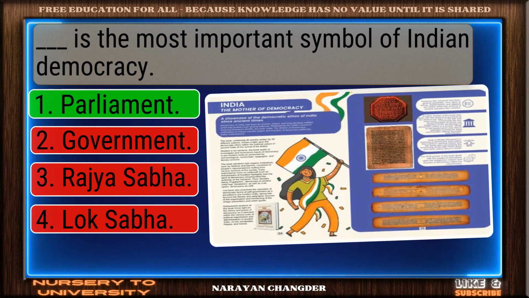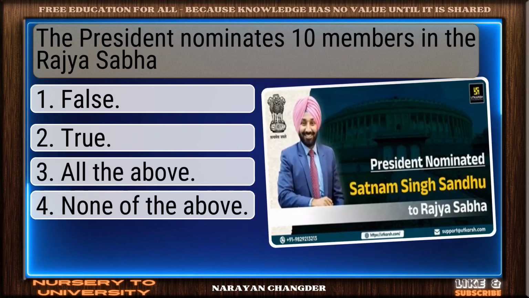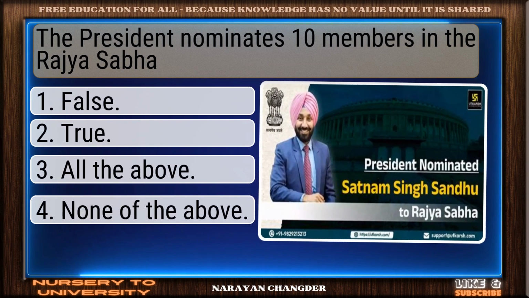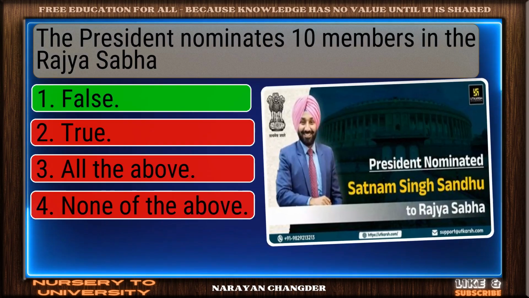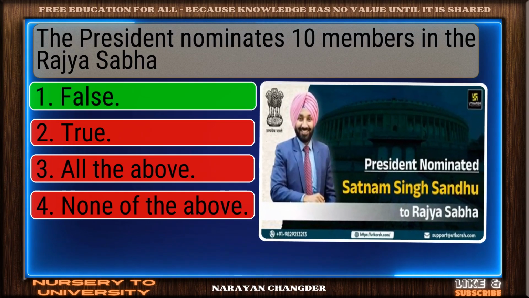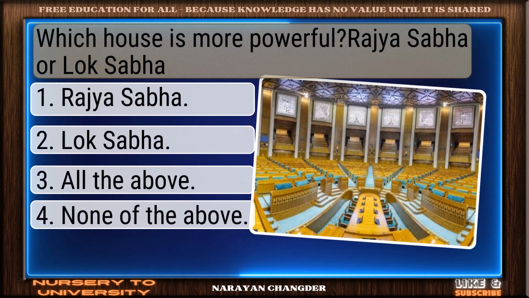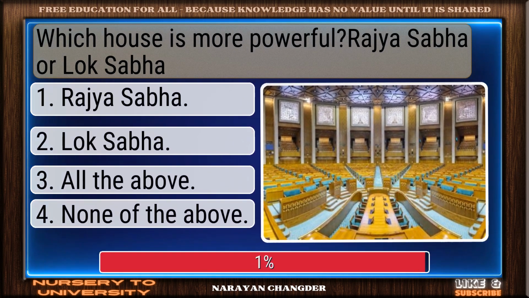Correct response. Parliament is the most accurate answer. Question number 111. The President nominates 10 members in the Rajya Sabha. Valid point. False is true. Question number 112. Which house is more powerful? Rajya Sabha or Lok Sabha?